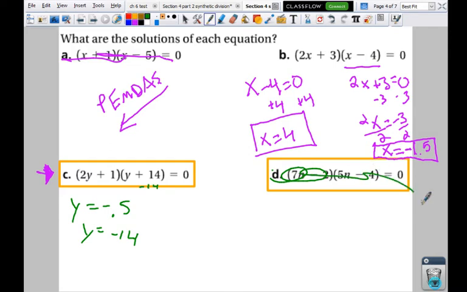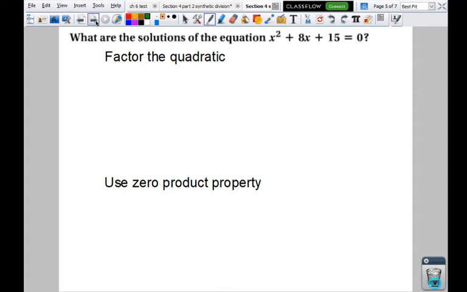Alright, this is where the factoring part is going to come in. I want to know, what are the solutions to the equation x squared plus 8x plus 15 equals 0? Do we see parentheses like we were working with before? No. We're going to make our own. End, middle, factor, just like our warm-up. What times what equals 15, the number on the end, and adds up to 8, the number in the middle? 3 and 5. 3 times 5 is 15, and 3 plus 5 is 8.